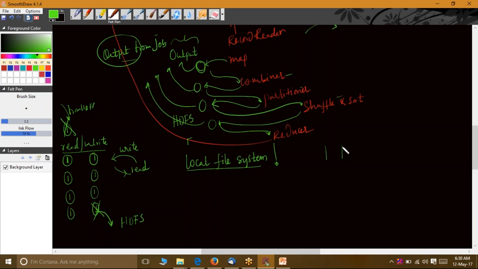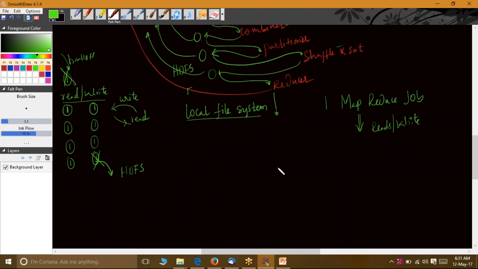One MapReduce job undergoes this many reads and writes. Now imagine you have a DAG. Where did we come across this one, friends? We came across this one as part of our Oozie.